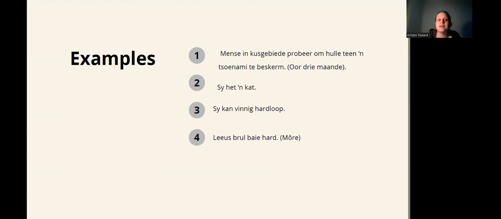So first we have mense in kusgebiede probeer om hulle teen 'n tsunami te beskerm oor 3 maande. So they put it in brackets to indicate to you that you should now start with that. So if we start oor 3 maande, so in 3 months time, mense in kusgebiede sal probeer om hulle teen 'n tsunami te beskerm.